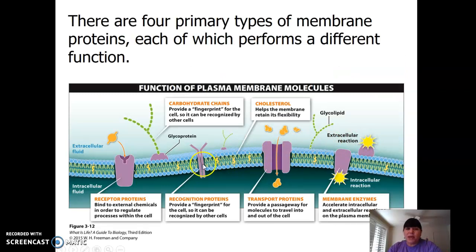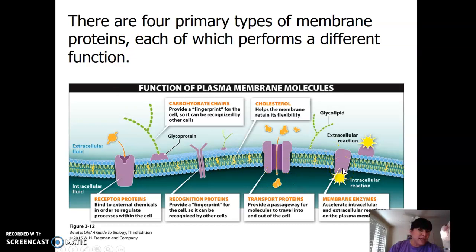Now, phospholipid bilayer, that's not all there are in the cell membrane. There are these purple things. The purple things are proteins, okay? So this is an important slide, shows the different types of proteins and the functions. So I do want you to know that. It says there are 4 primary types of membrane proteins, each which performs a different function. So receptor proteins, recognition proteins, transport proteins, membrane enzymes.